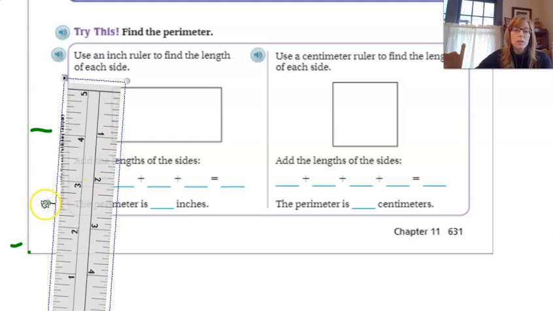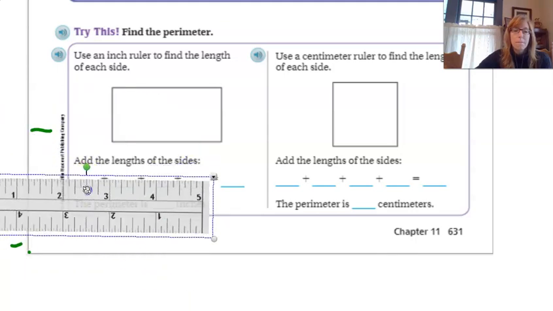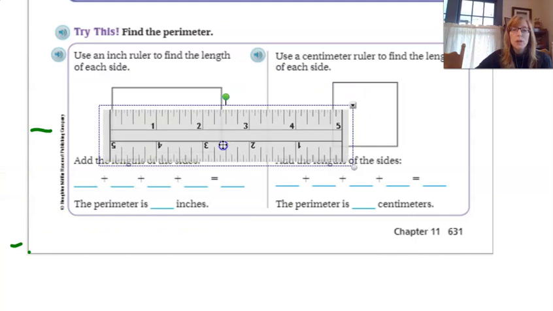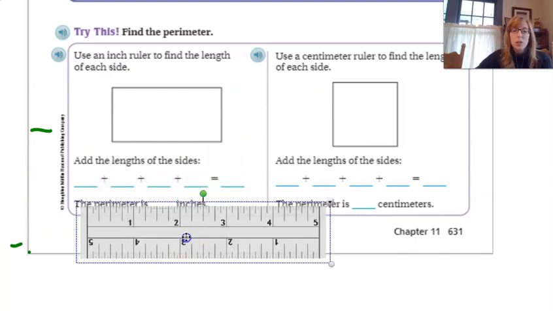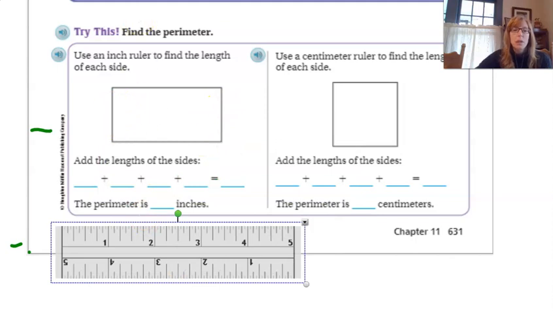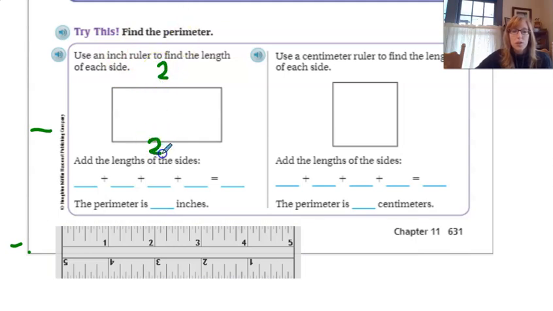So it is 2 inches plus 2 inches plus 1 inch plus 1 inch. So we should be able to write our numbers. We have 2 inches, 2 inches, 1 inch, and 1 inch. So we're going to do 2 plus 2 is 4, plus 1 is 5, plus 1 is 6. So we have a total of 6 inches. I hope you're filling in your boxes. It's a little harder for me to write with my pen.